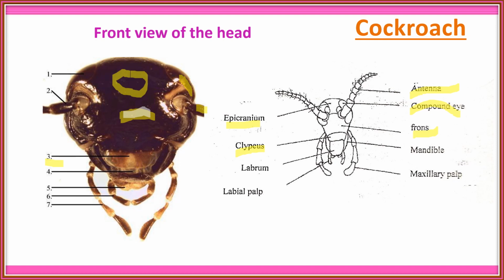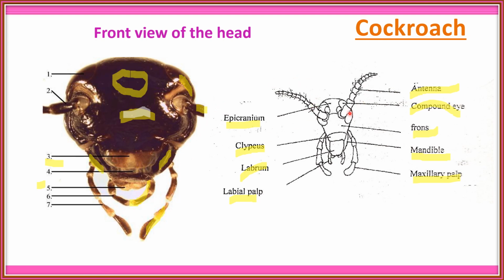Then you will be able to see the labrum. Labrum is the upper part which is covering, number 5 here. Then you will be able to see the labial palps. The labial palps are these ones inside here. Then you will be able to see the maxillary palps. Maxillary palps are these ones outside. And then the mandibles, you will see them on the sides. So those are the different parts that we can see in the front view.